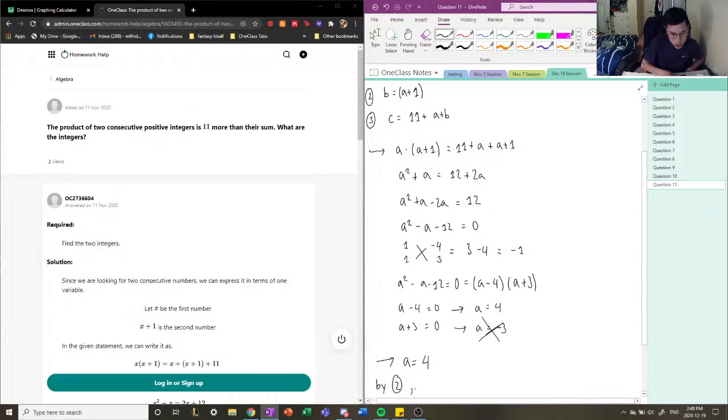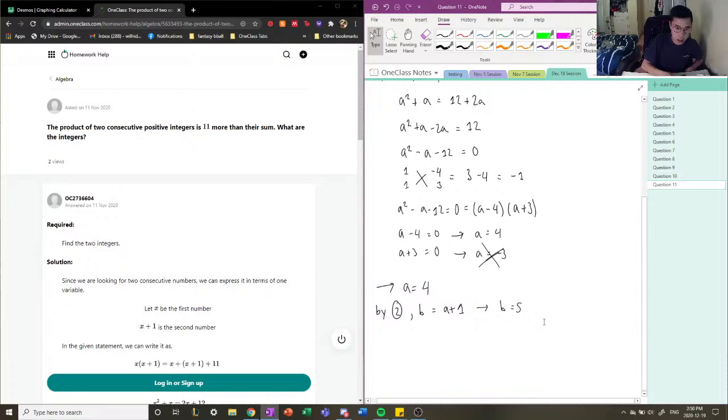and by b equals a plus 1, b is equal to 5. Therefore, the two positive integers are 4 and 5.